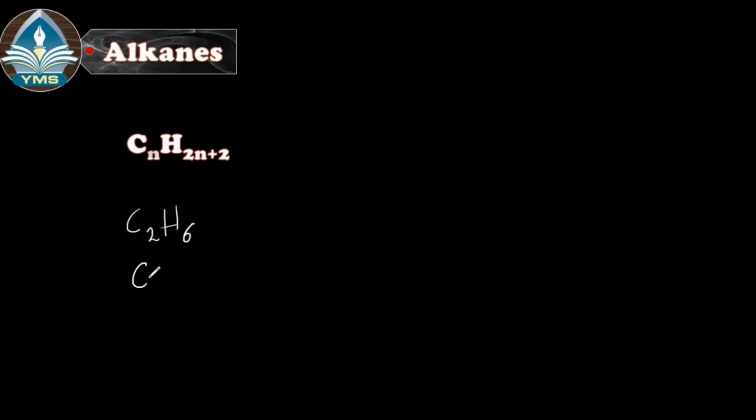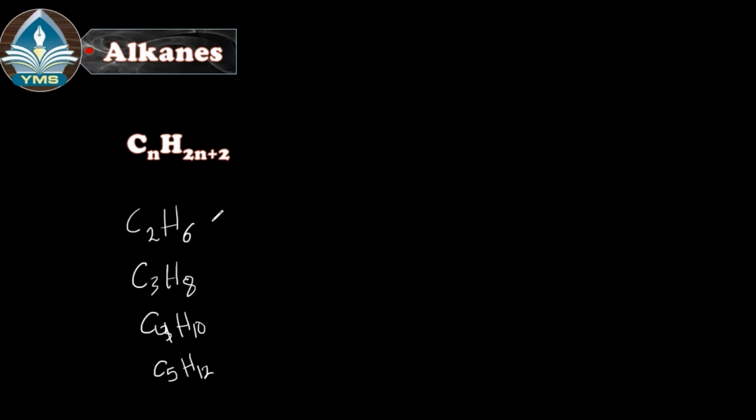If we have C3, H, double the 3 is 6 plus 2 is 8. If we have C4, the hydrogen is going to be 10. If we have carbon 5, then the hydrogen is going to be 12. So this is what we mean by a homologous series.